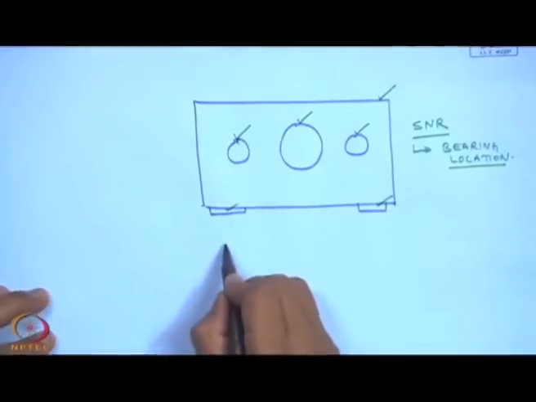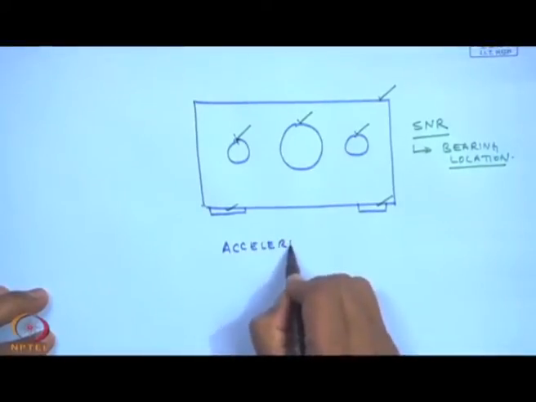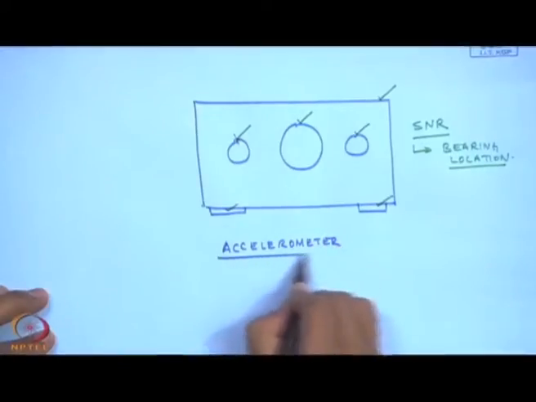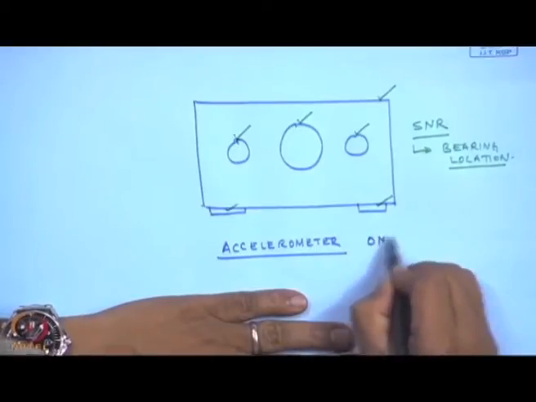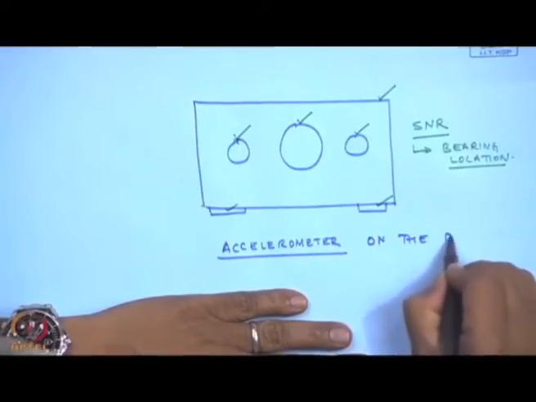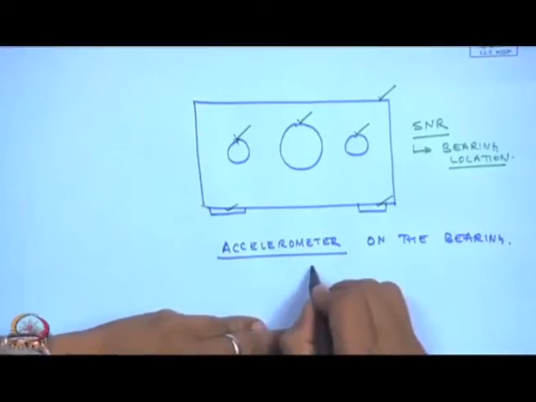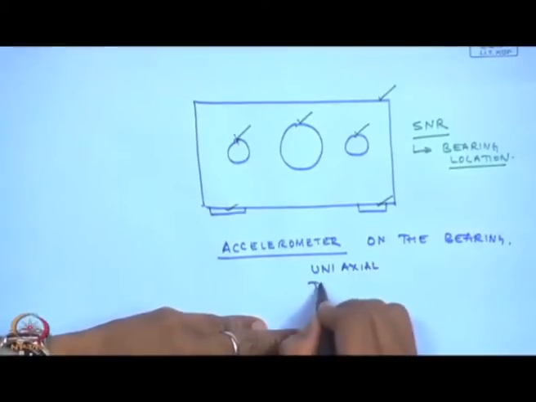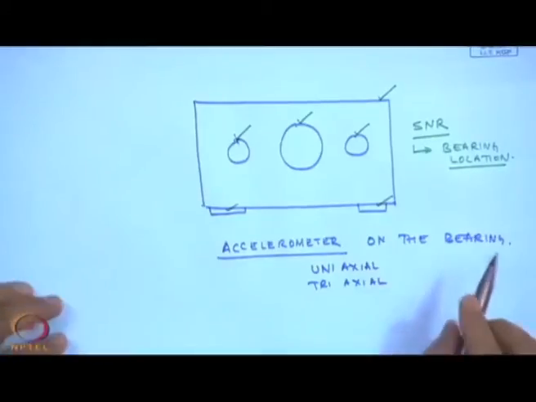So, we have to be careful that we mount the accelerometer on the bearings, and they could be either uniaxial or triaxial.